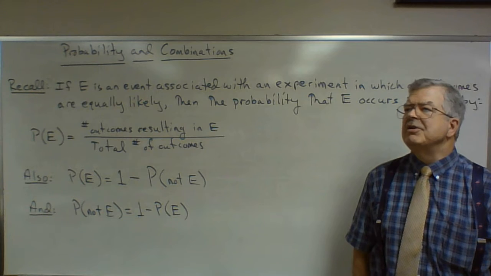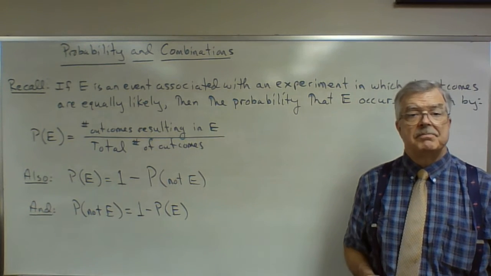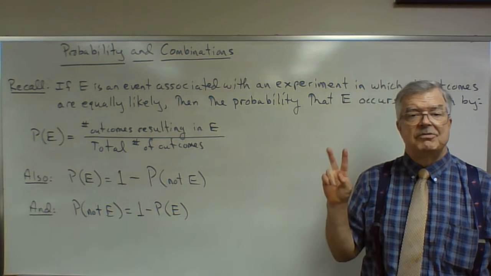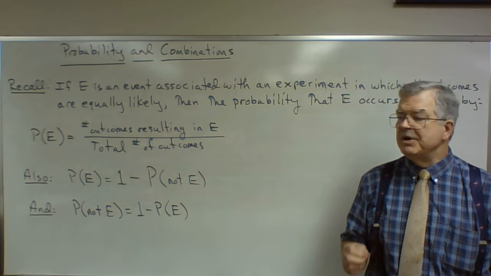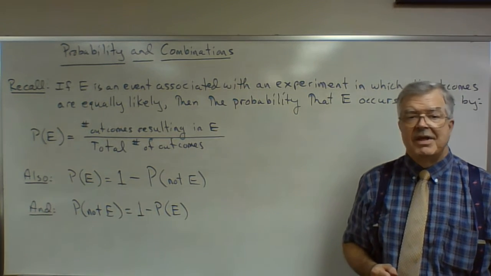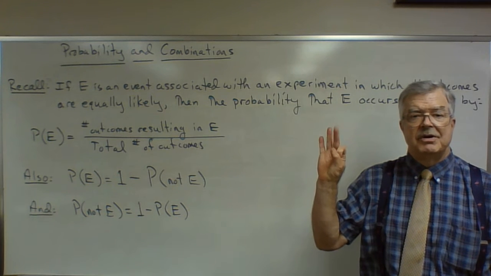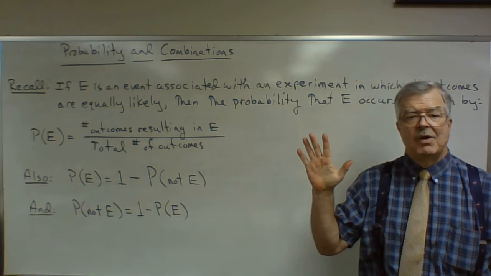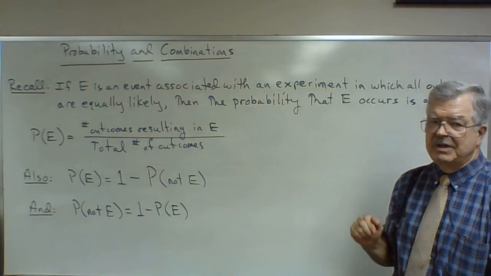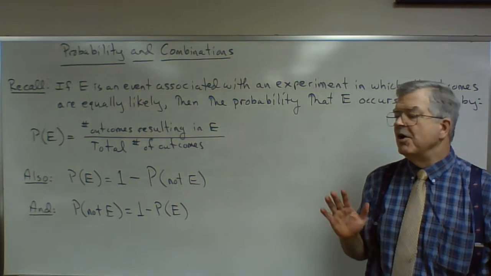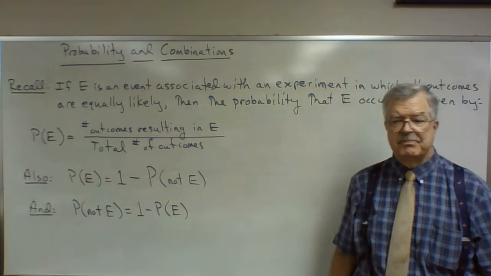Some experiments in which outcomes are equally likely: we toss a coin, and the two outcomes of heads and tails are equally likely. Another one, we toss a single die, and there are 6 outcomes. We can either get a 1, a 2, a 3, a 4, a 5, or a 6. All of those outcomes are equally likely. No one of those outcomes is more likely than any of the others to occur.